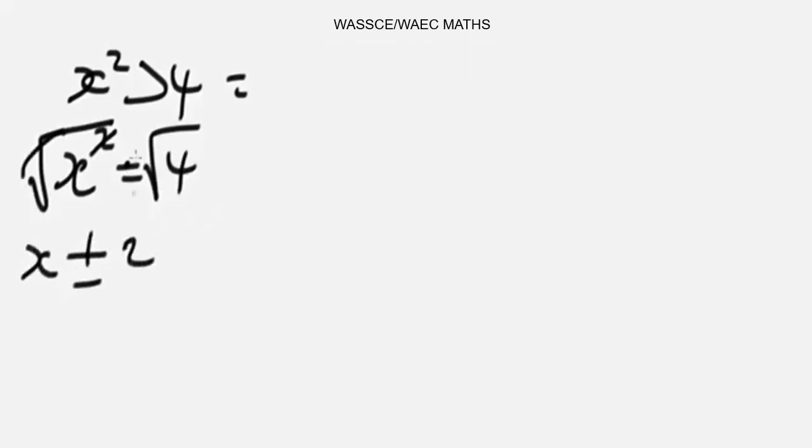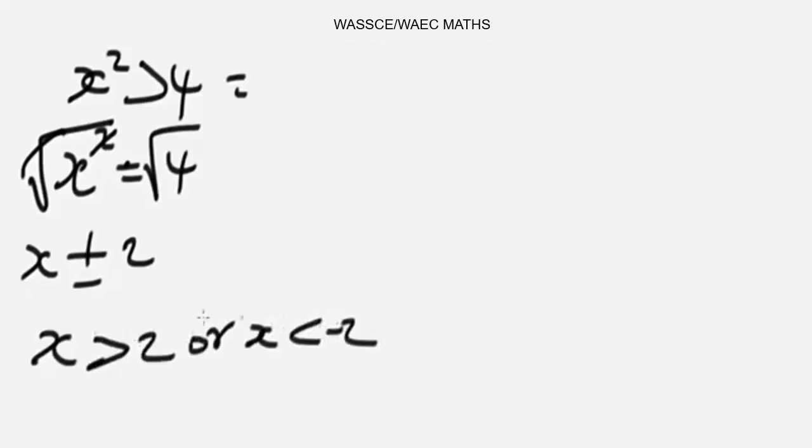Okay, now to represent this using the inequality convention, this is the same thing as x is greater than 2 or x is less than negative 2. This is how you can represent it using the inequality convention.